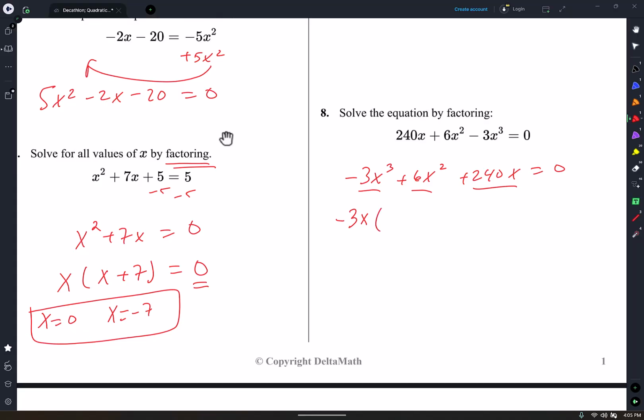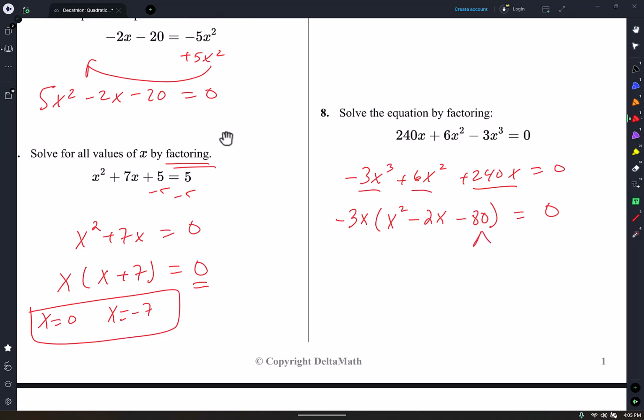So I'm gonna have, let's see, what am I gonna have? X squared minus 2x. See, negative 3x times negative 2x is positive 6x squared. How many times does 3 go into 24? 8. So 240 must be 80. Do you guys see how we did that? And that's not a plus, that is a minus. Are we still okay?